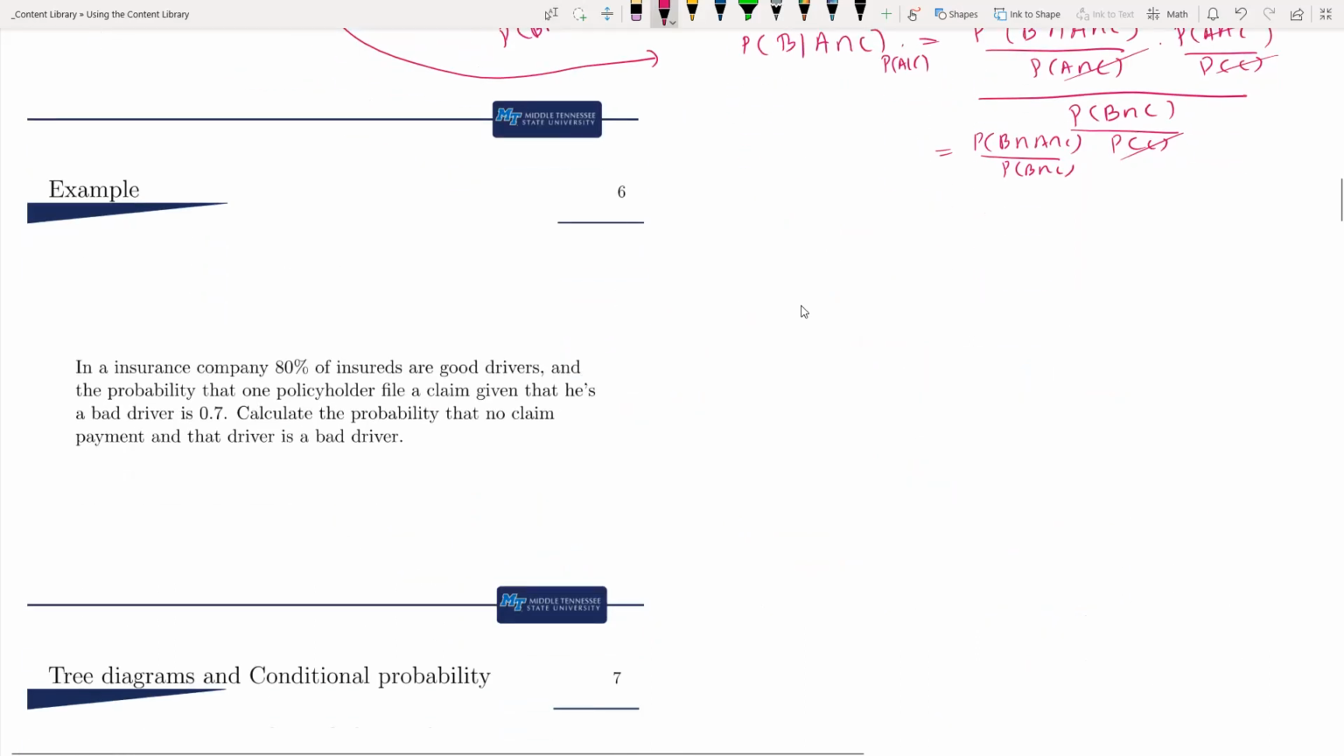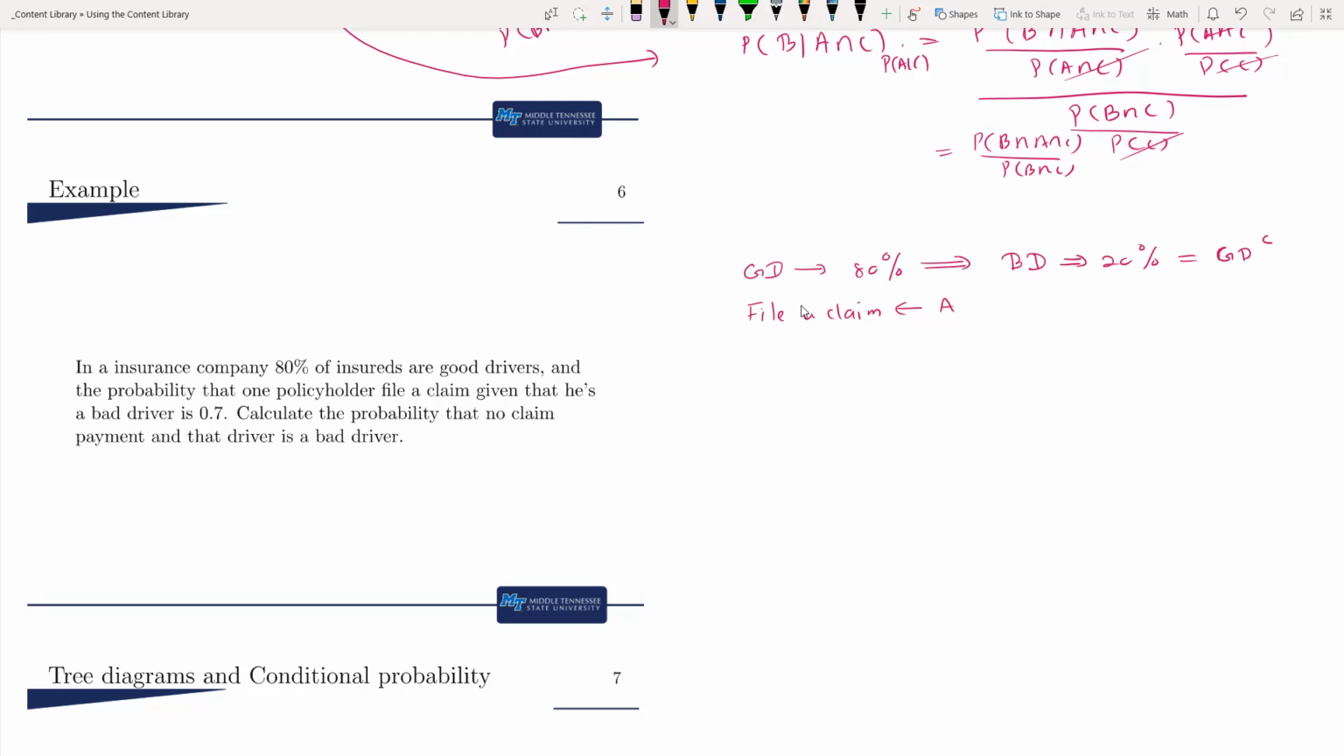So here you see the first problem under conditional probability. This one says insurance company. In an insurance company, 80% of insured are good drivers. So we have good drivers, 80%. The probability that one policyholder files a claim given that he's a bad driver. So let's say file a claim is event A. And from here, we can say bad drivers, how many are there? 20%, no? Because the total needs to be 100%. If 80% is good driver, then the rest should be bad drivers. So basically, this is good driver complement.